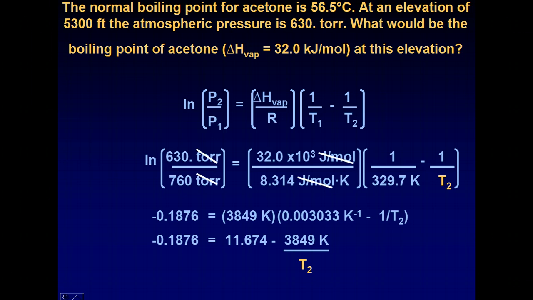I went ahead and distributed it through, so negative 0.1876 would be equal to the product of the two numbers, 11.674, minus the 3849 divided by T2. You can then subtract 11.674 from both sides, and you'll get that negative 11.8616 is equal to negative 3849 K over T2. You then either need to cross multiply and isolate T2, or you can divide both sides by 3849 with the negative sign and then take the inverse of that value. Whatever way you want to go about the algebra, I do not care.